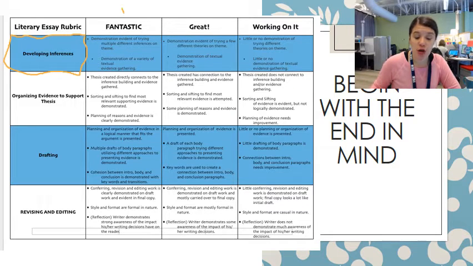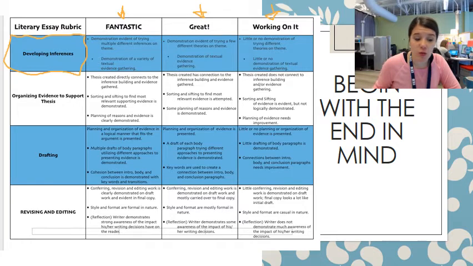Each part has three different levels to it, okay? The first level is a fantastic level, meaning that you are owning those pieces of that rubric. The next part is good and great, and you're getting started with it. And the last one is that you are working on that particular part of the rubric.